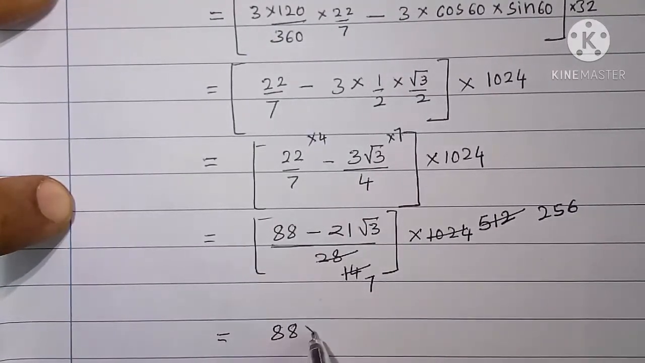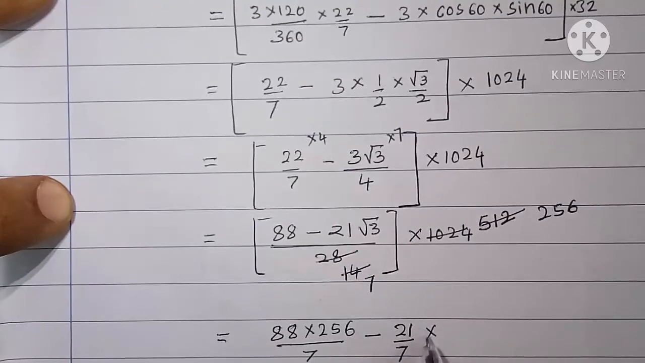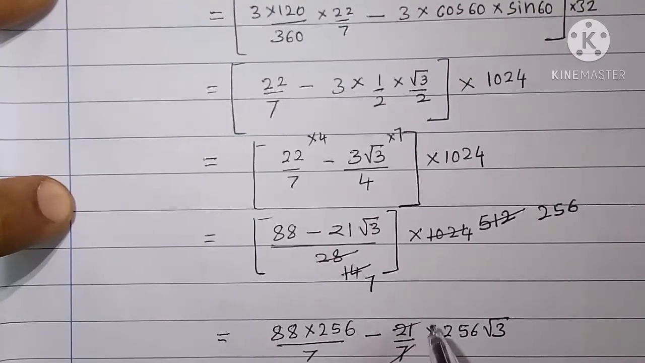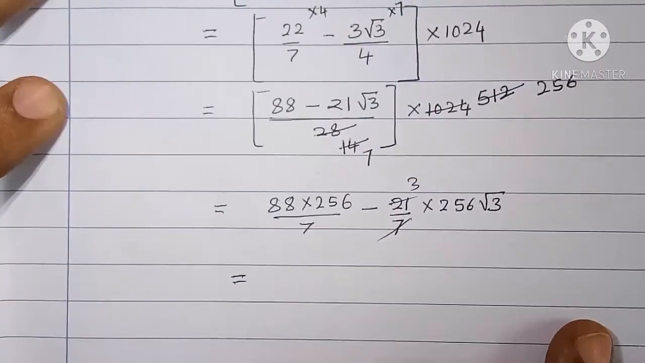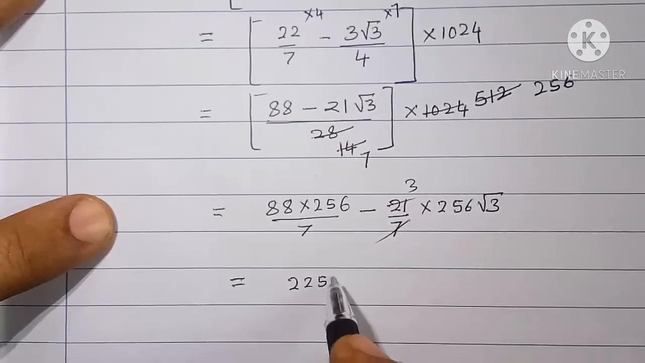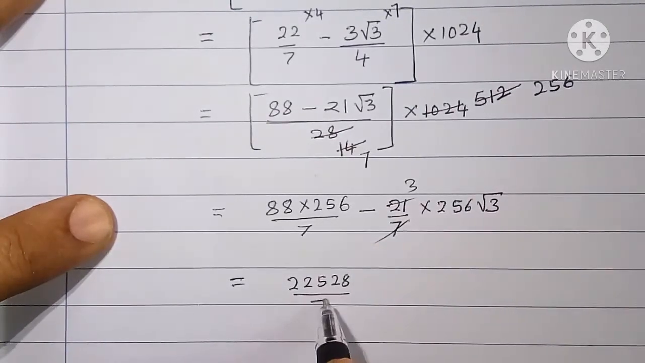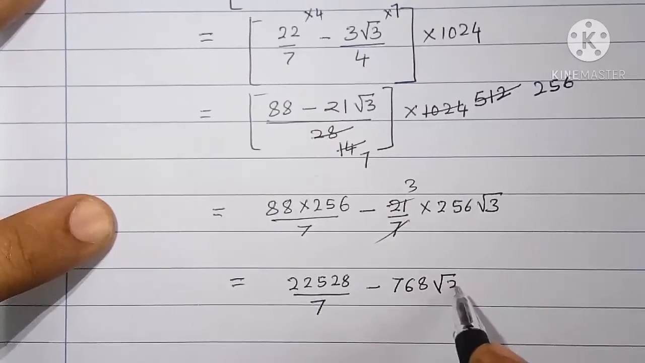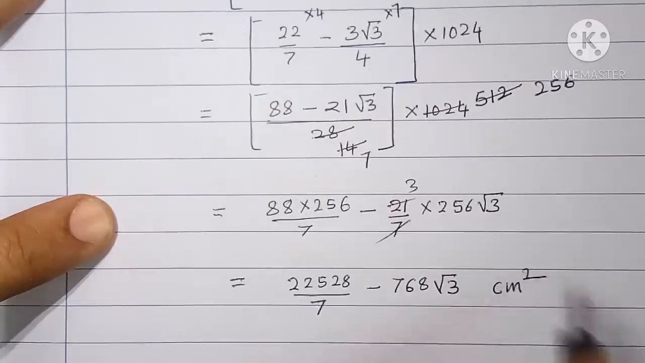So 88 into 256 by 7 minus 21 by 7 into 256 into root 3. 7 1s are 7, 7 3s are 21. If we simplify further, we get 22528 divided by 7 minus 768 root 3 centimeter square.